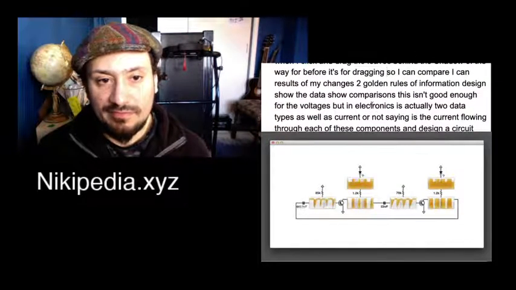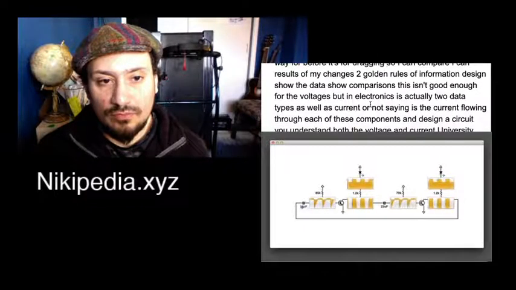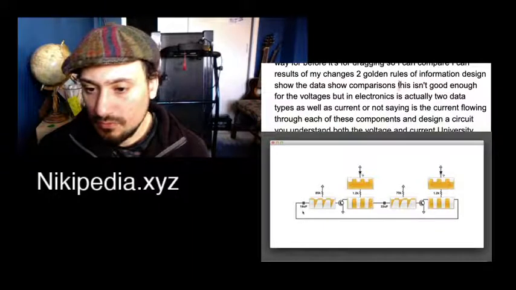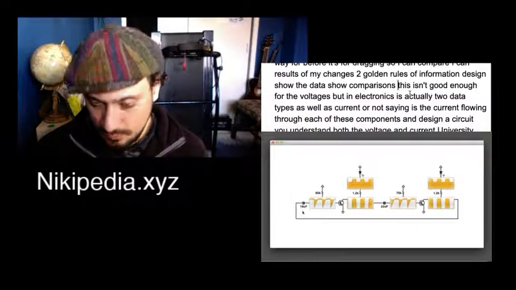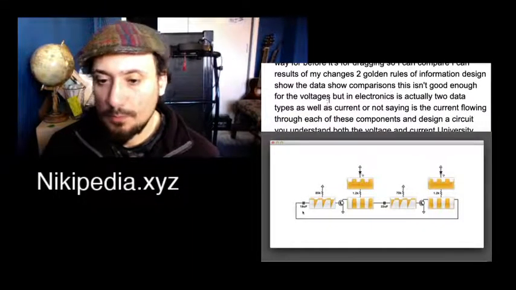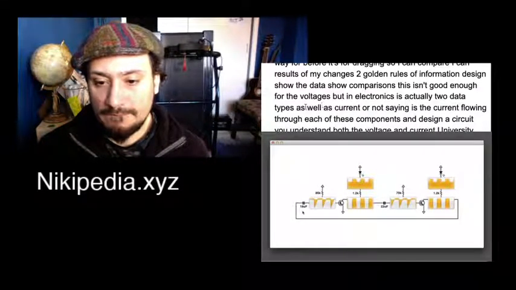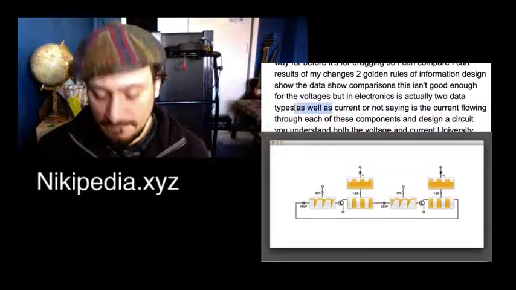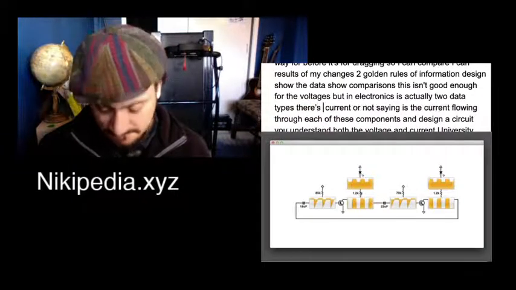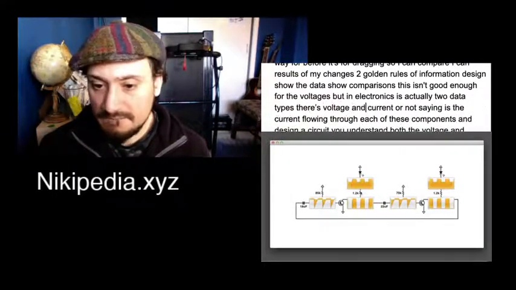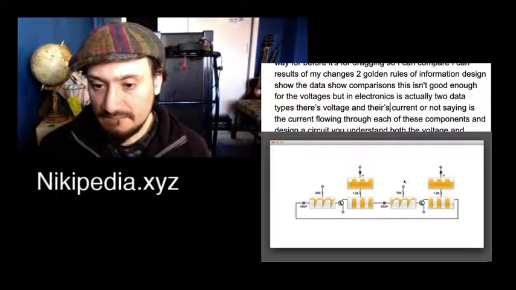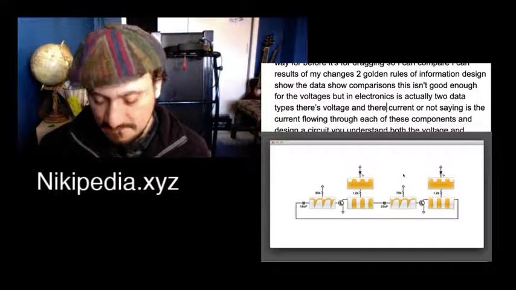Two golden rules of information design. Show the data, show comparisons. That's all I'm doing here. But even this isn't quite good enough. What we're seeing here are the voltages, but in electronics there's actually two data types. There's voltage and there's current. And what we're not seeing is the current flowing through each of these components. And in order to design a circuit, you need to understand both the voltage and the current. You need to understand the interplay between the two. That's what analog design is.